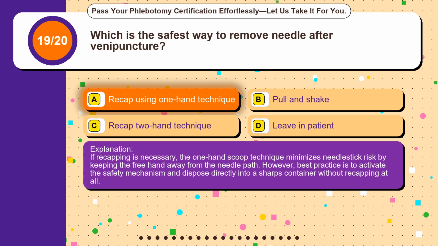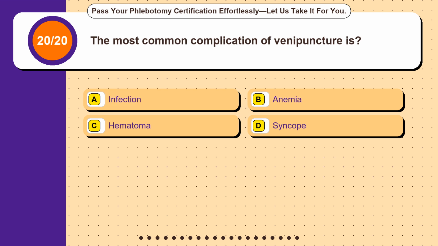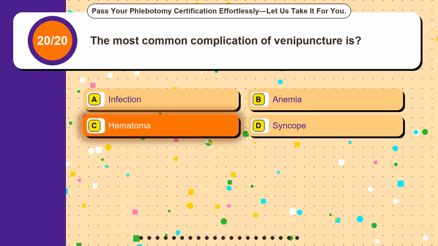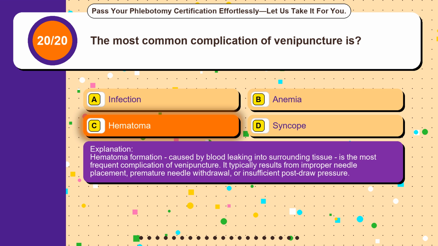at all. Question 20. The most common complication of venipuncture is: Option A, infection. Option B, anemia. Option C, hematoma. Option D, syncope. The correct answer is option C, hematoma. Hematoma formation, caused by blood leaking into surrounding tissue, is the most frequent complication of venipuncture. It typically results from improper needle placement, premature needle withdrawal, or insufficient post-draw pressure.